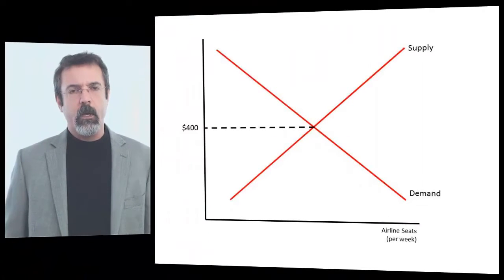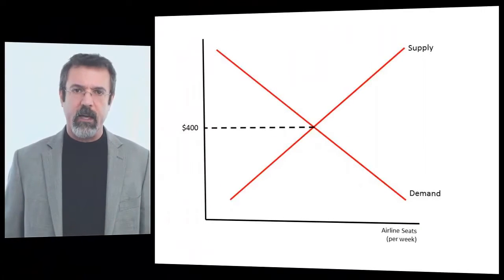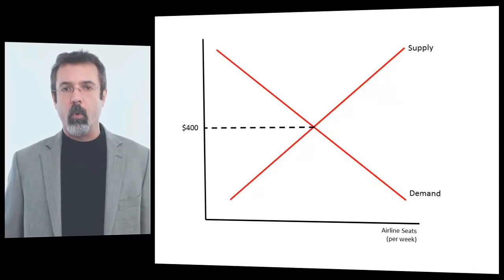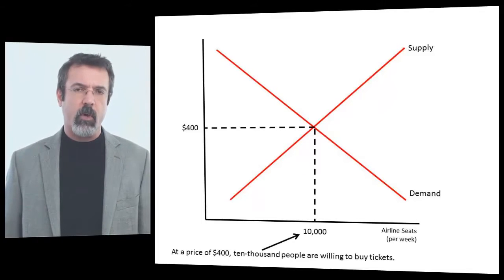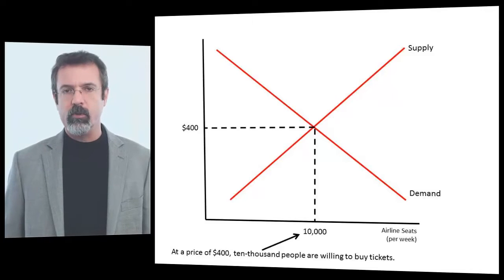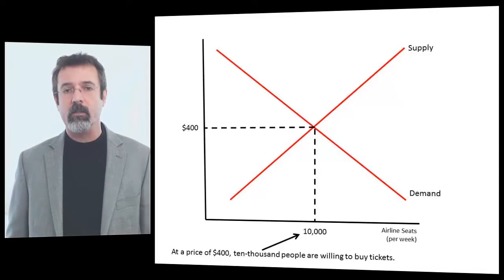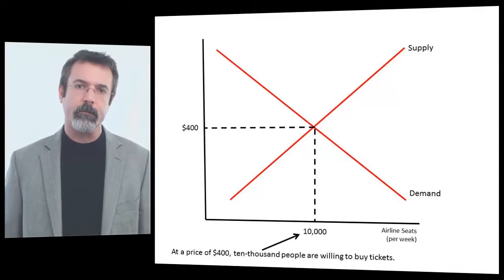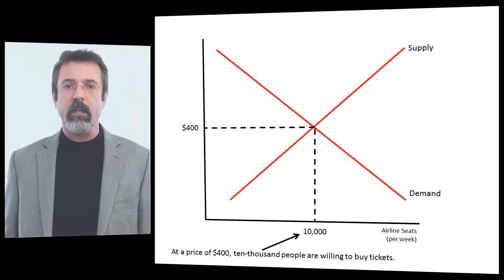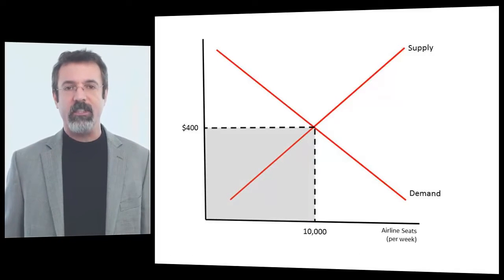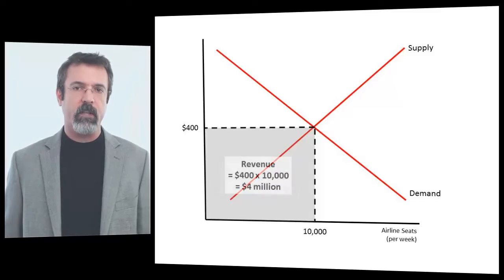Price discrimination is a pricing technique firms use to gain more revenue. For example, consider the market for airline flights from New York to Los Angeles. Suppose the equilibrium price of the flight is $400 and the equilibrium quantity is 10,000 units. So at a price of $400, consumers are willing to buy 10,000 seats a week, and at a price of $400, the airline is willing to provide 10,000 seats per week. The airline's weekly revenue is $400 a ticket times the 10,000 tickets it sells, or $4 million.